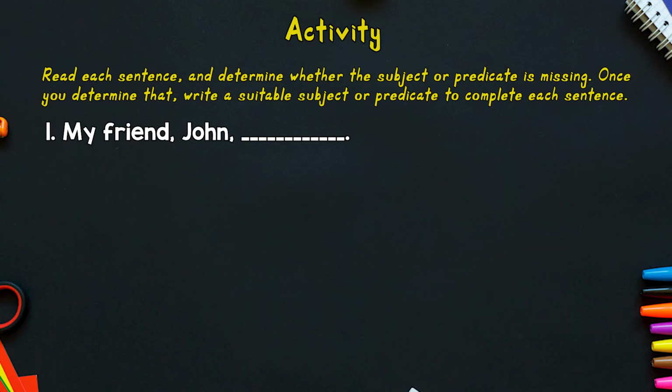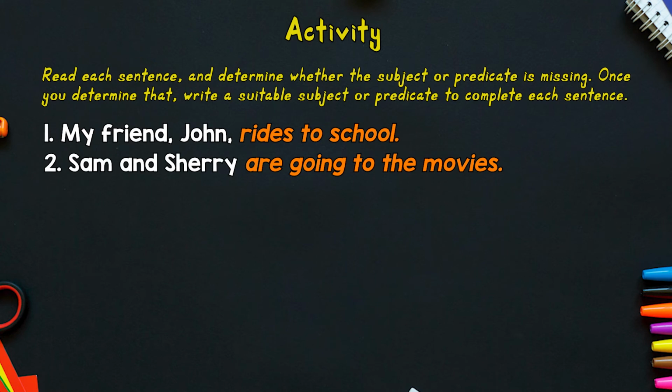Number 1, my friend John. Now, if you had analyzed this carefully, you would have realized that my friend John is the subject. We're talking about my friend John. So what about my friend John? I said rides to school. So my friend John rides to school would complete my sentence, which means that I had to add a predicate to that sentence.